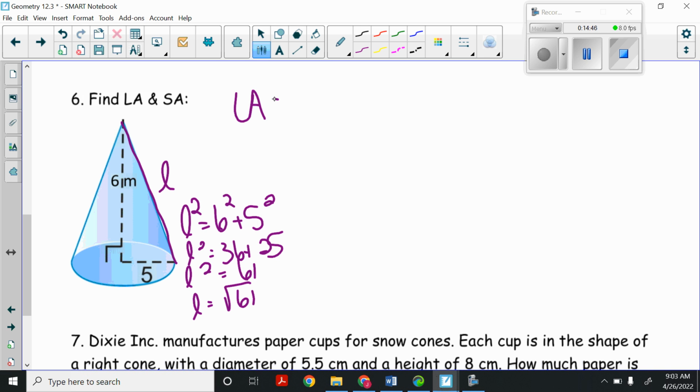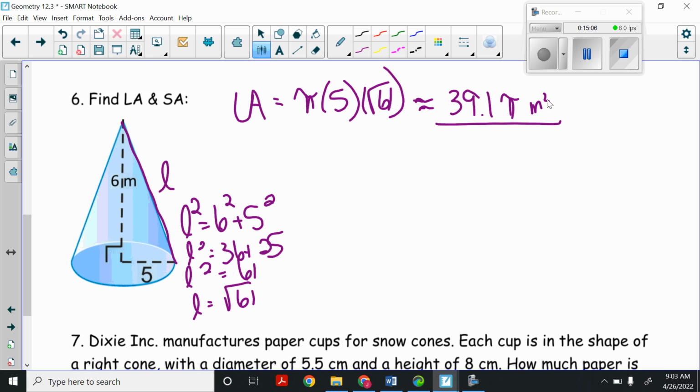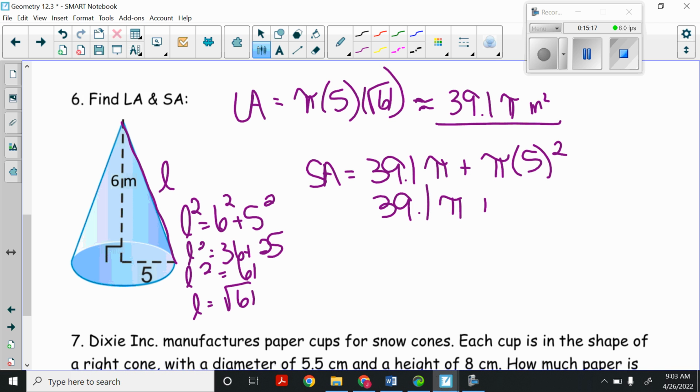So the lateral area is equal to pi times my radius, 5, times the square root of 61. So now I want the square root of 61 times 5. That's about 39.1 pi, so this is approximately 39.1 pi square meters for my lateral area. And my surface area is my lateral area, 39.1 pi, plus the area of the base, so pi 5 squared. So 39.1 pi plus 25 pi. So then I get the surface area is approximately 64.1 pi square meters.